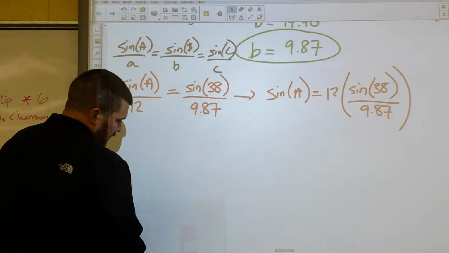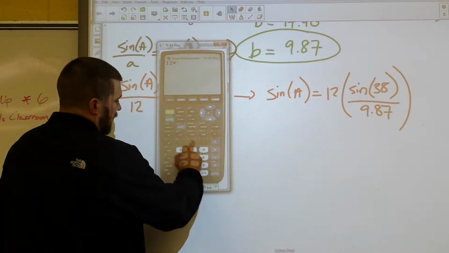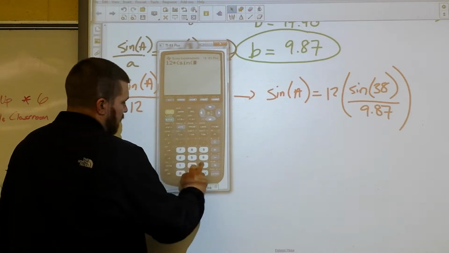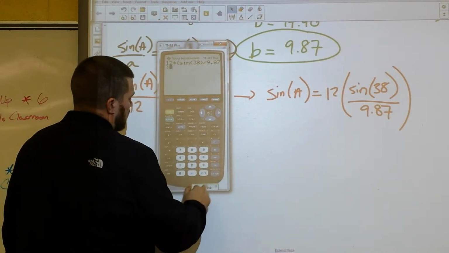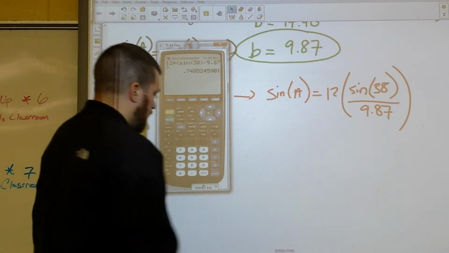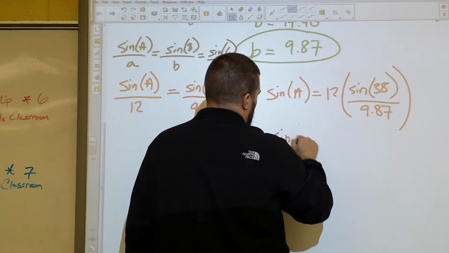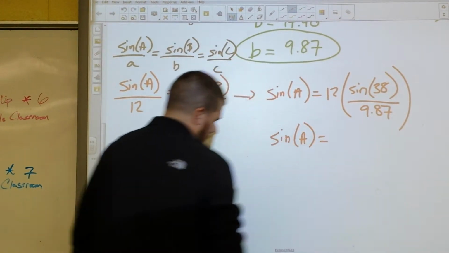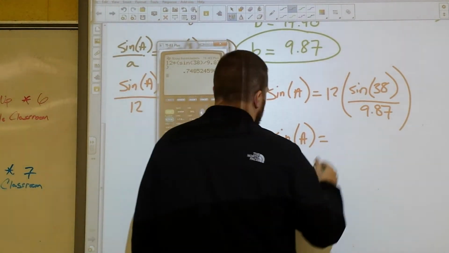Using my calculator, I'm still in degree mode. I have 12 times parentheses sine of 38 divided by 9.87, close parentheses. And I get sine of angle A is approximately 0.75.